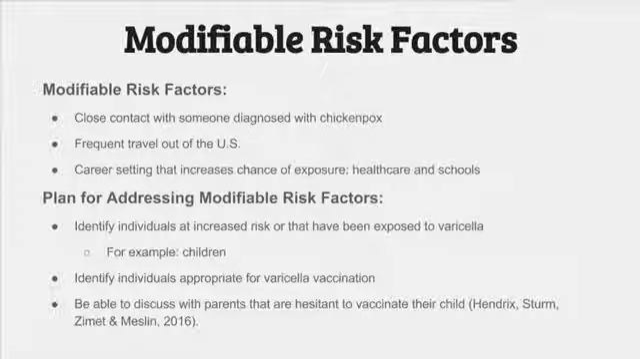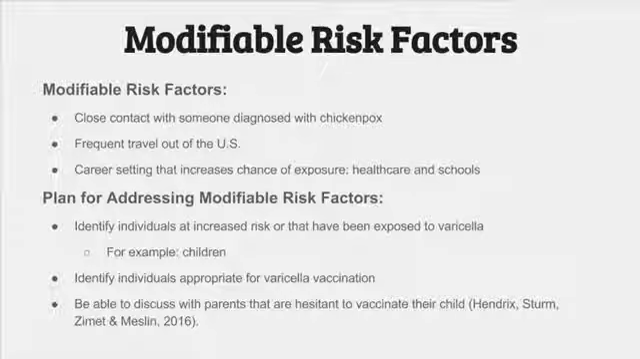And plans for addressing modifiable risk factors would include identifying individuals at increased risk or that have been exposed to varicella. This typically will be including children. And it would also include identifying individuals appropriate for the varicella vaccination. It is important to be able to discuss with parents that are hesitant to vaccinate their child. As stated in previous slides, it will be important as healthcare providers to be able to have an open communication with patients and parents regarding vaccinations.